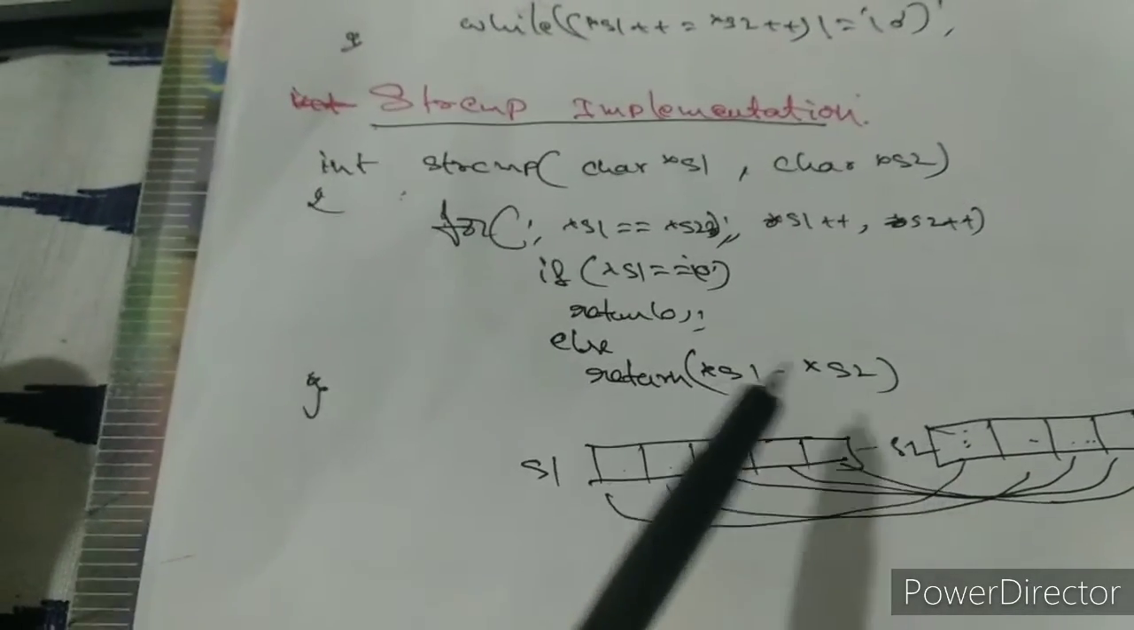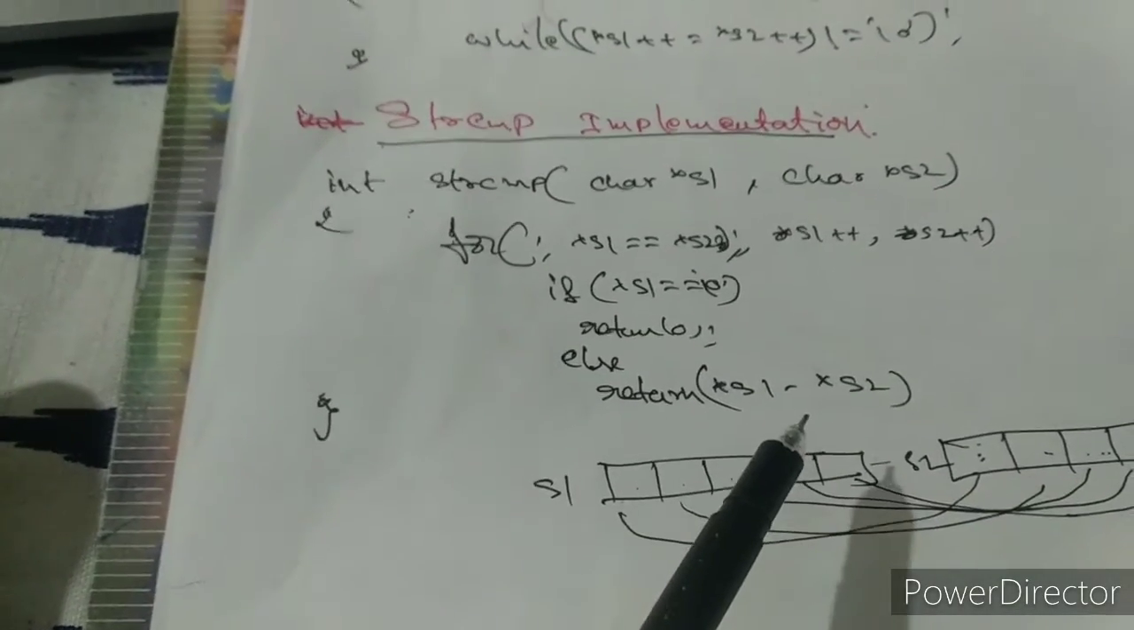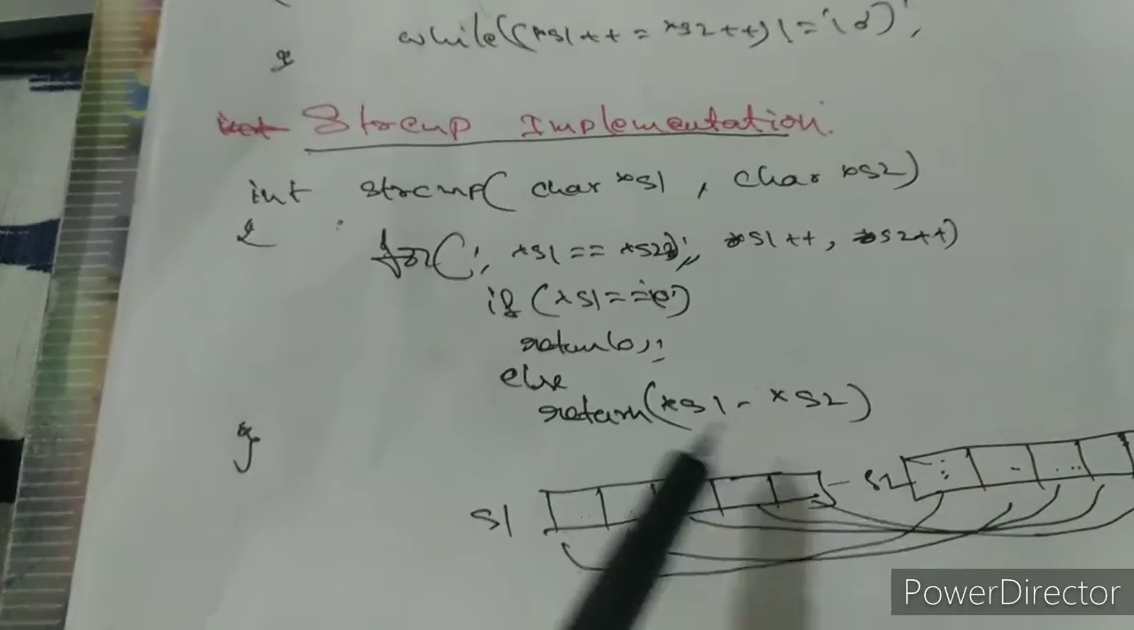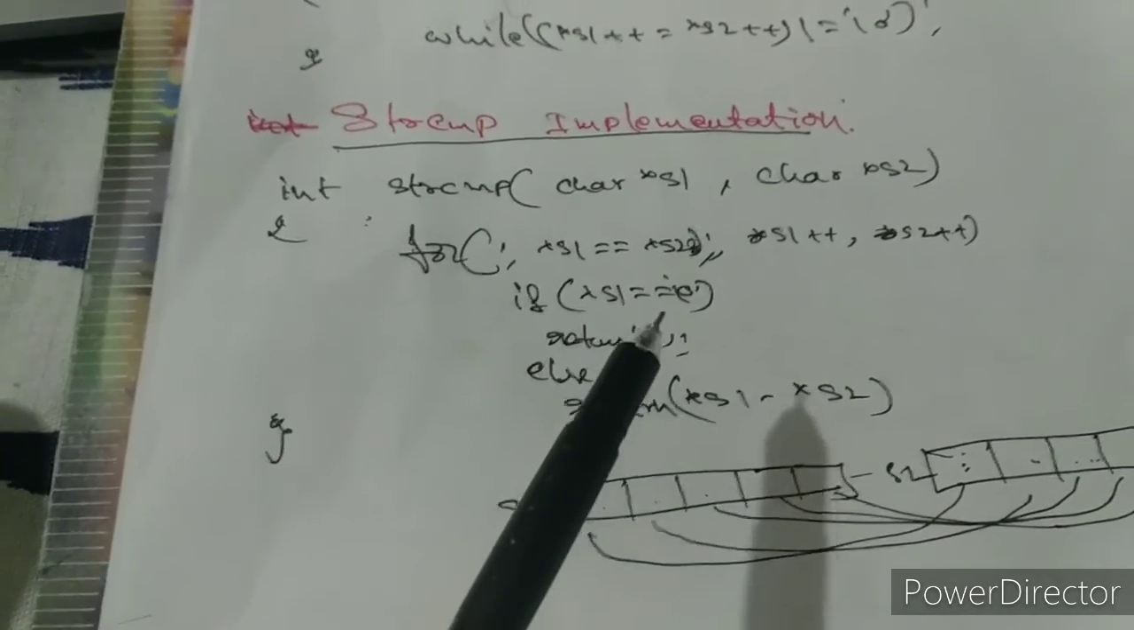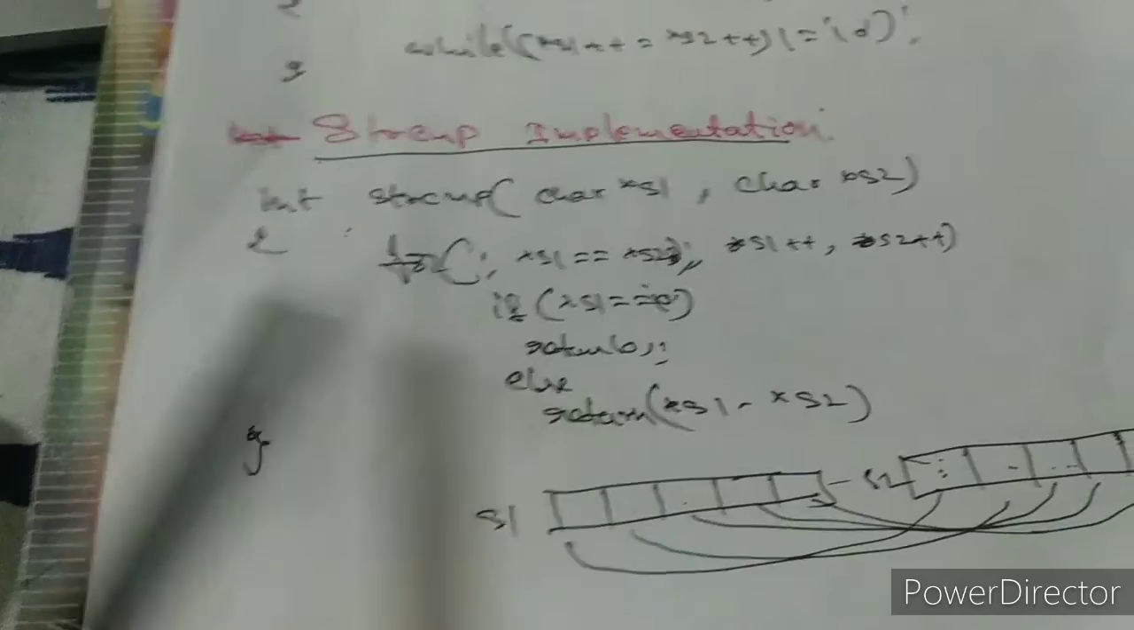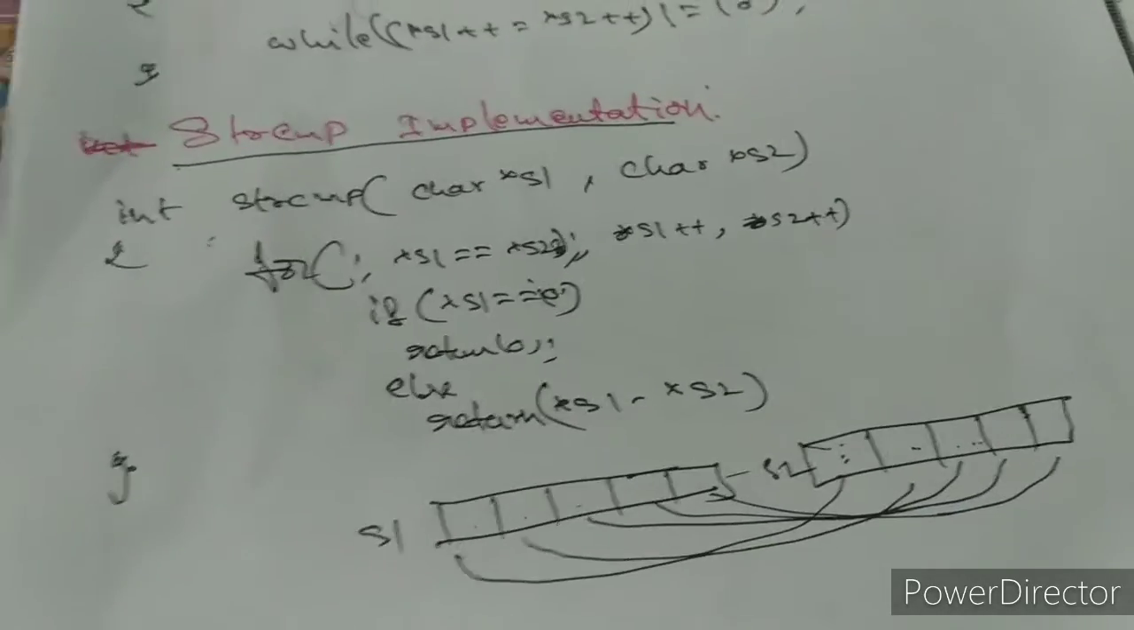If it is returning anything other than 0, the strings are not equal. If it returns 0, the strings are equal. Like this, the string compare function will work.